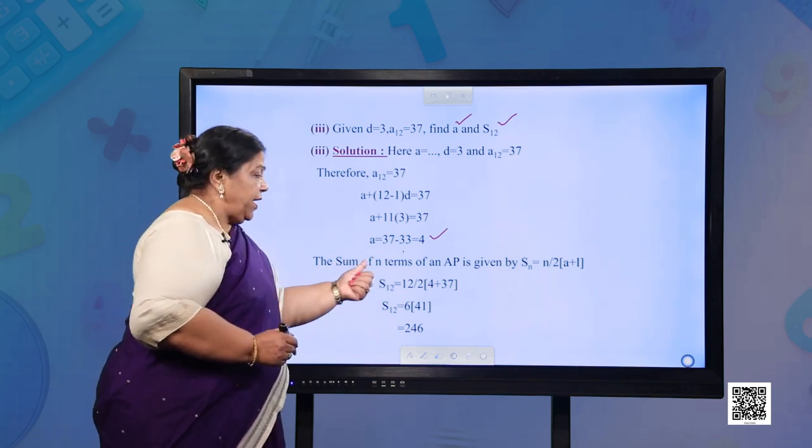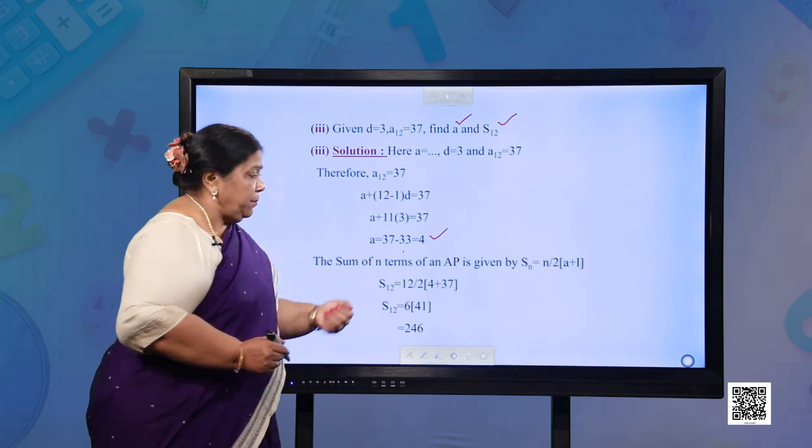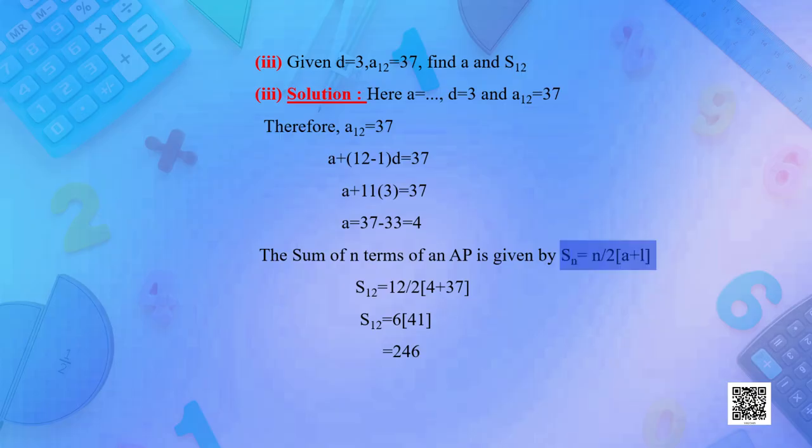Now, the sum of N terms of an AP we know is given by Sn is equal to N upon 2 into A plus L. S12 is equal to 12 upon 2 into 4 plus 37. That is equal to 6 into 41. And on multiplication, we get S12 equal to 246. I hope it is clear. Let us see the next now.